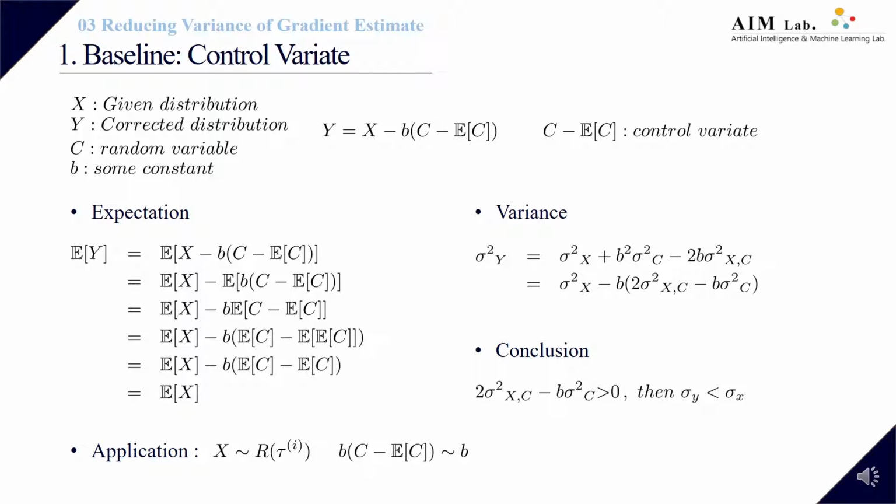First, for the expectation, we can see that the expectation of y and x are the same. Also, considering the variance, we can write the variance of y with the variance of x and the covariance of x and c. So, if this expression becomes greater than 0, the variance of y is reduced from the variance of x. If we think about this application, we can understand why the use of a baseline can reduce the variance.